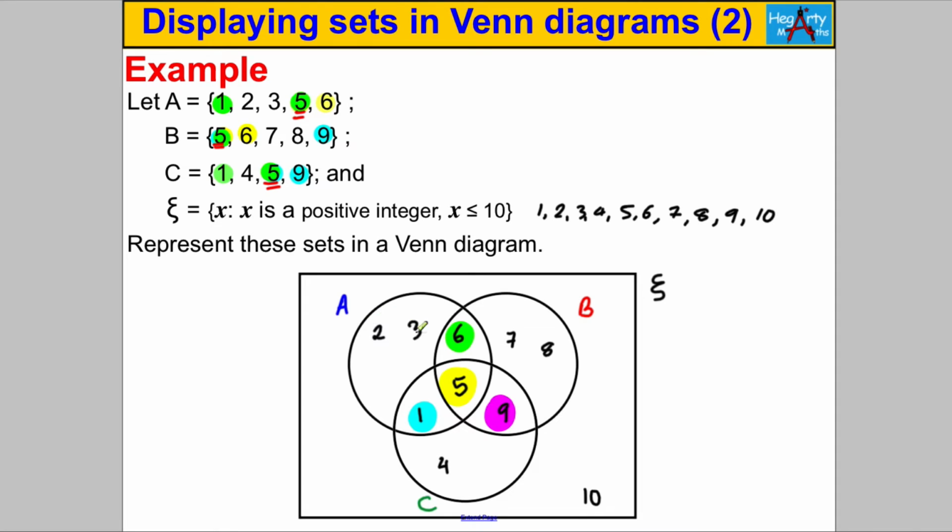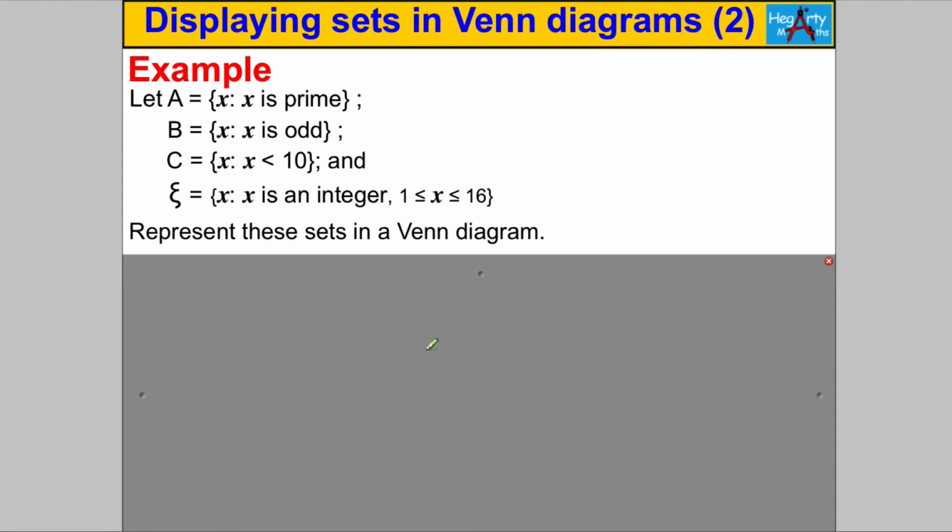2 and 3 are just in A alone, 7 and 8 are just in B alone, 4 is just in C alone, and 10 is in neither A, B nor C. Right, last one. Pause the video and have a go at this one yourself.